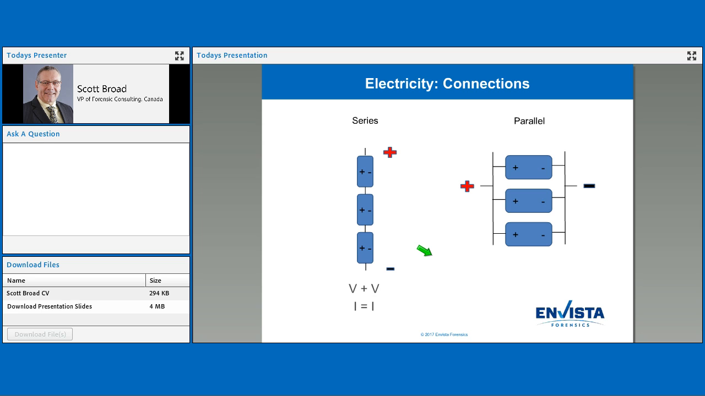In a parallel connection, it's a little bit different. We take the positive, connect it to the positive, connect it to the positive, and then we take the negative, connect it to the negative, and connect it to the negative. So the positive side and the negative side. The difference here is the voltage doesn't change, but the amount of energy that we create does change. Basically, we're making just one great big battery when we connect it in parallel.